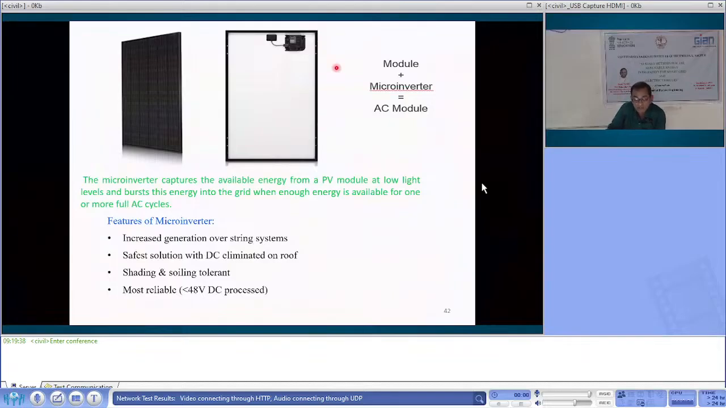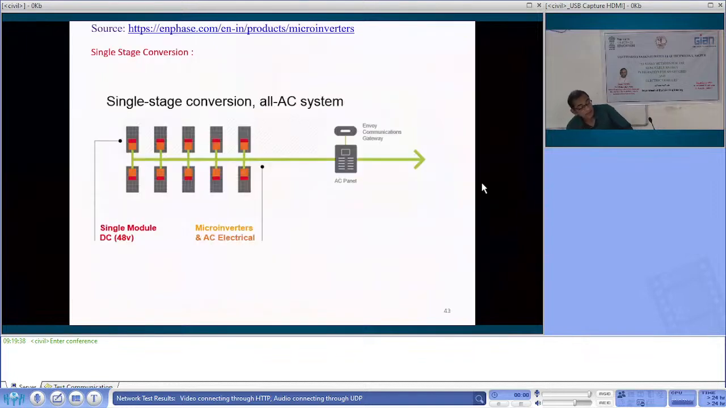Now what are the features that are given here? Increased generation, and string system, safest solution with DC eliminated. On the roof, shading and soiling tolerant, most reliable. That is shown here. So this new thing we keep on updating in our contents. This is single stage conversion, which we have called the AC module.